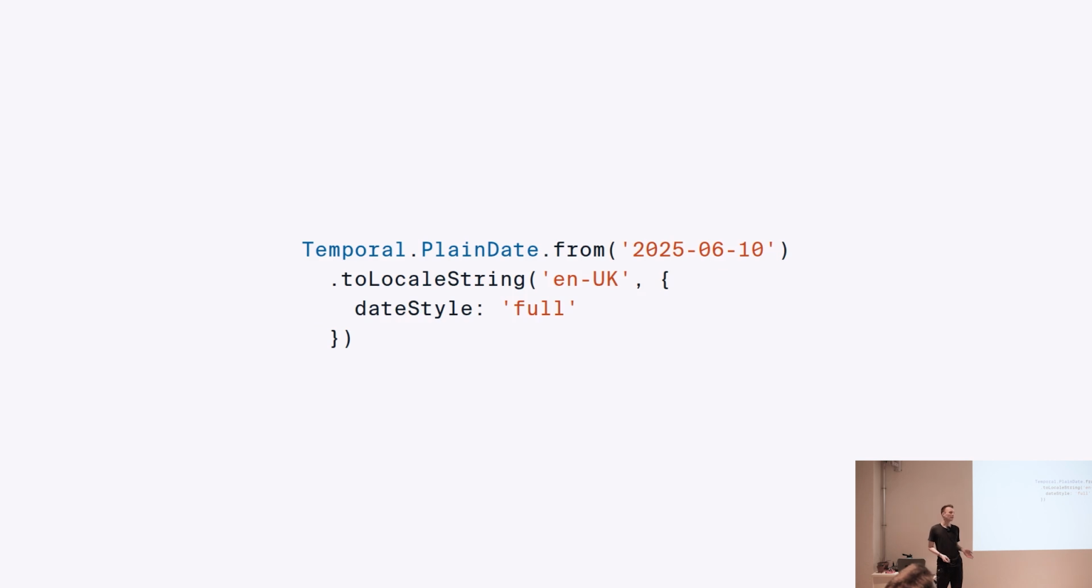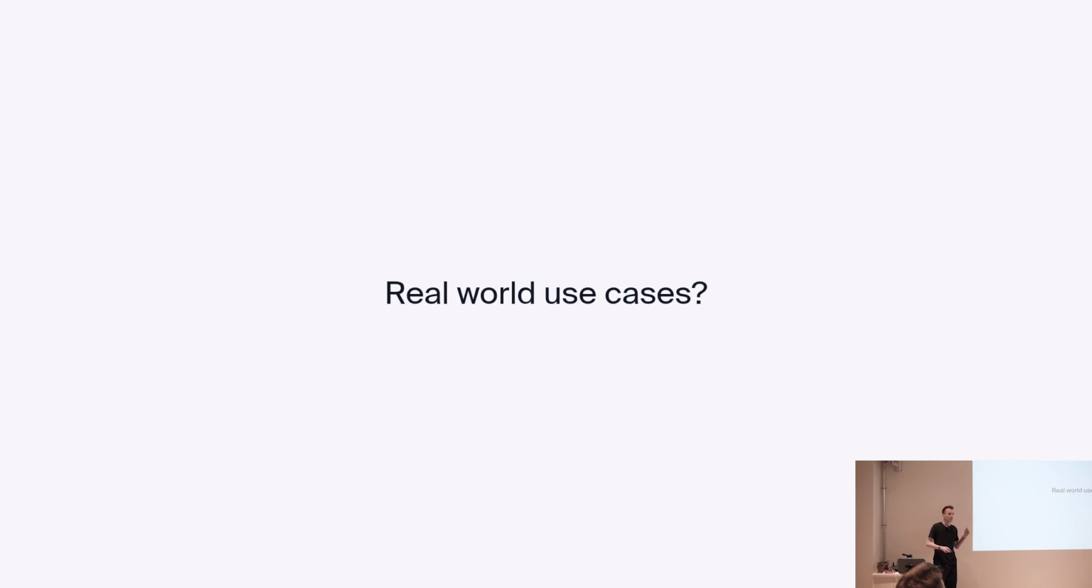You can, of course, format it with toLocaleString into a more user-friendly format, for example, Tuesday, 10th June 2025. And this is just one of the new plain date APIs from Temporal. There are a whole lot more. So let's look at some real-world use cases.